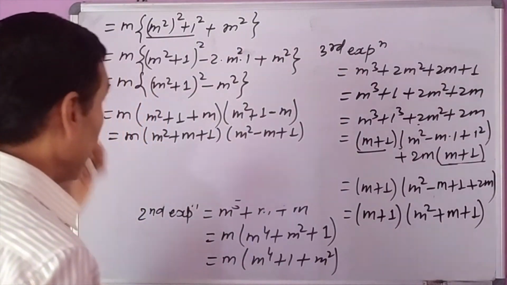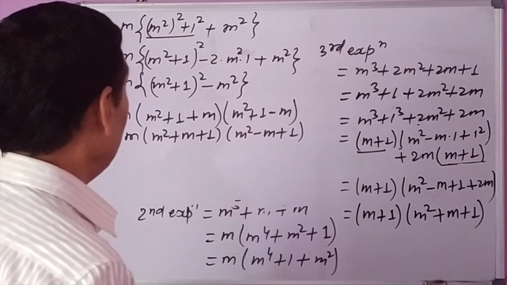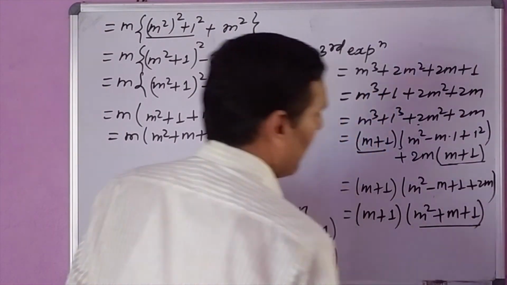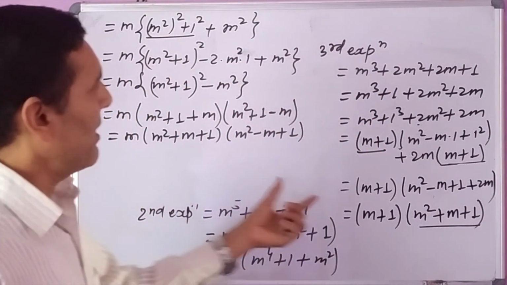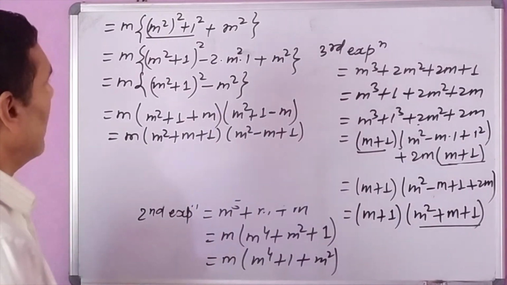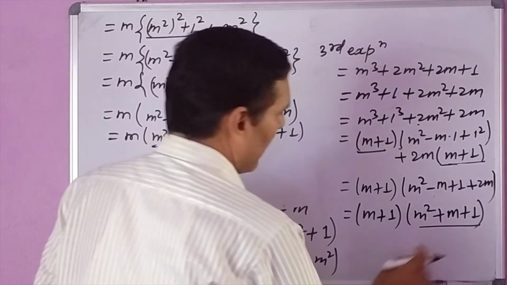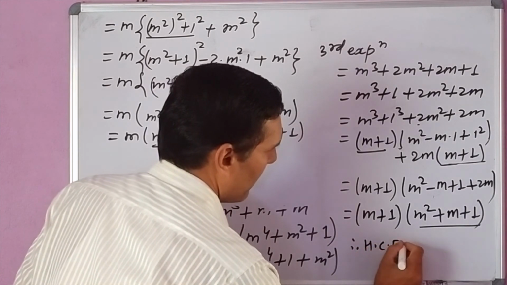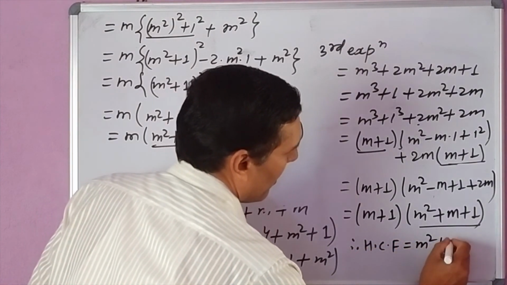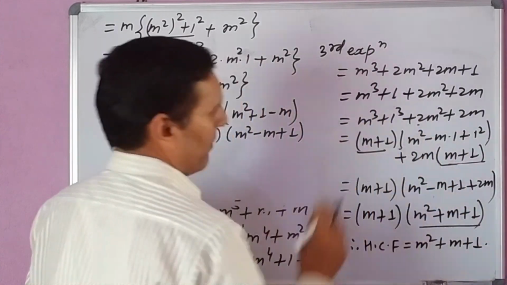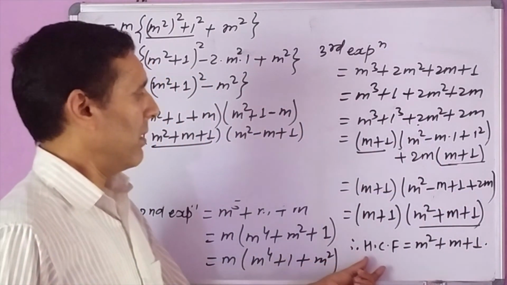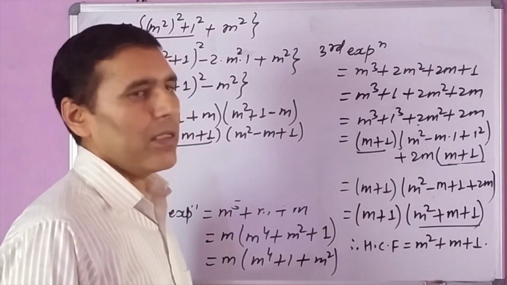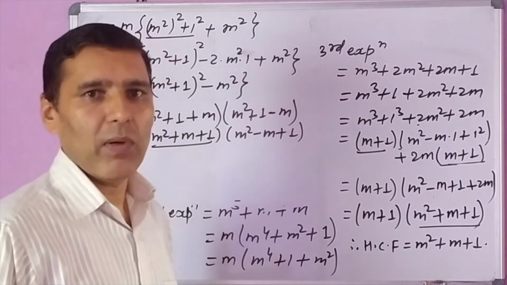So what is the common factor in all the three expressions? We can see it is m square plus m plus 1. It was in the first expression, it is in the second expression here also, and in the third expression. Therefore, HCF is equal to m square plus m plus 1. So this is our required answer, and it is possible after factorizing all the expressions one by one.